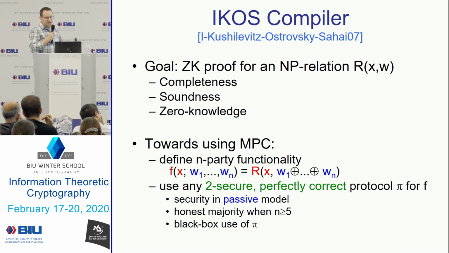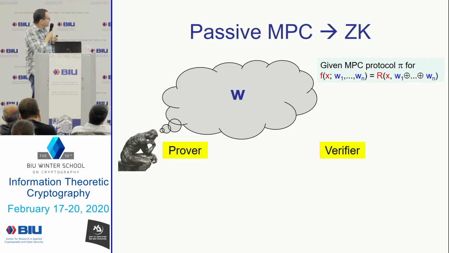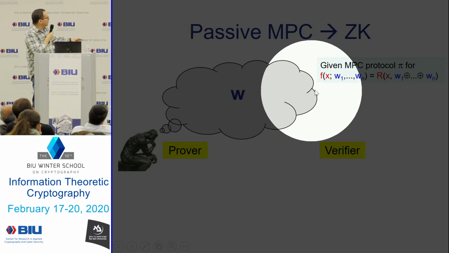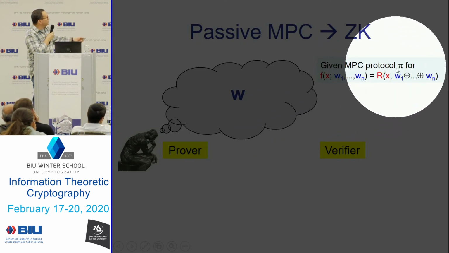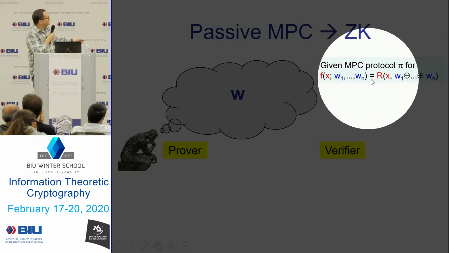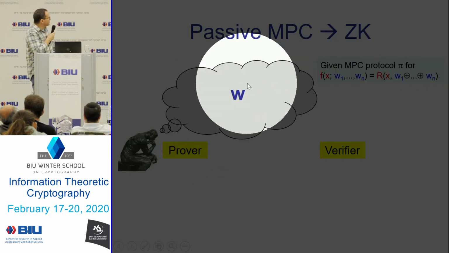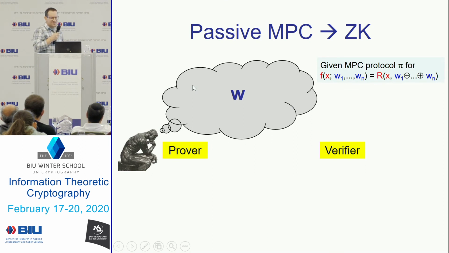If you give me any protocol pi for this functionality F, I will use it in a black box way to get a zero knowledge proof for the NP relation R. And for convenience, I will cast this zero knowledge proof using ideal commitment, so in the commitment hybrid model I mentioned in the beginning of the talk. So how does it work? Again, just to remind you, we're given a protocol pi which is passively secure against two parties for this functionality F. So what does the prover do? What can the prover do? The prover has a witness. Well, it runs a virtual MPC protocol of 5 parties in its head.